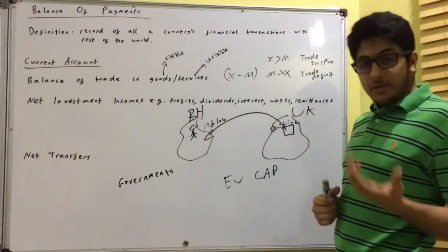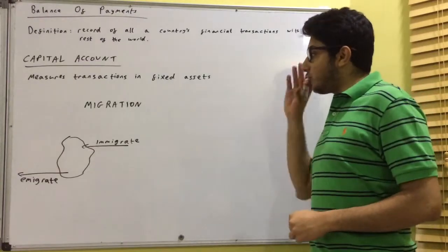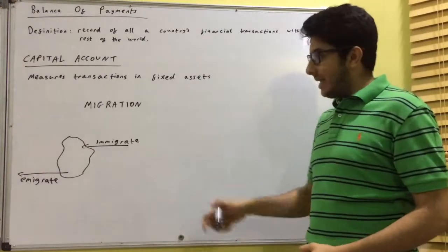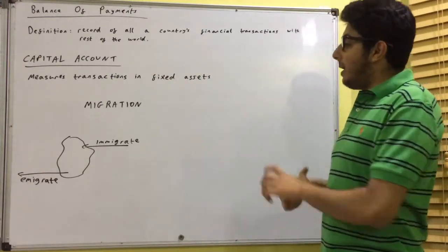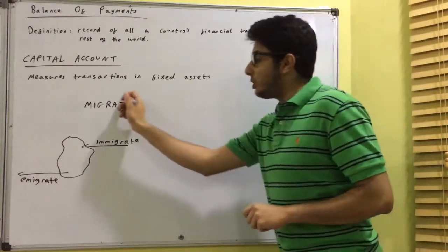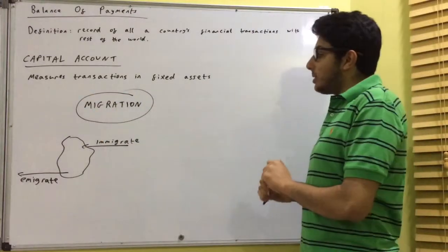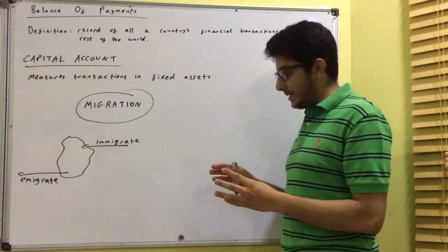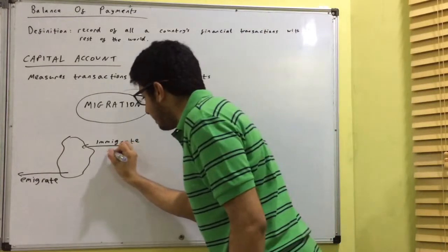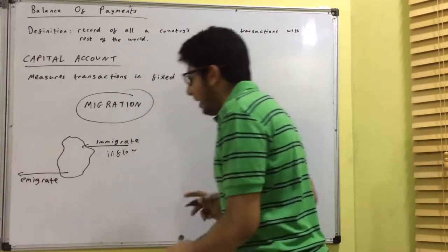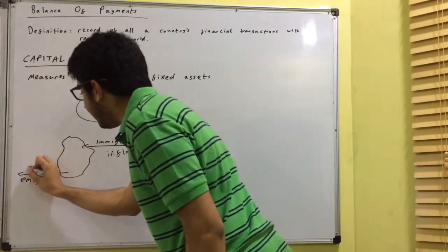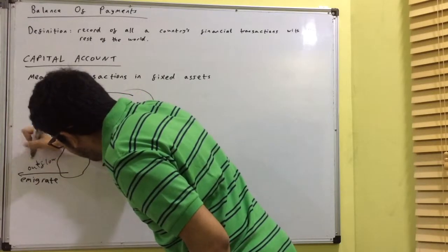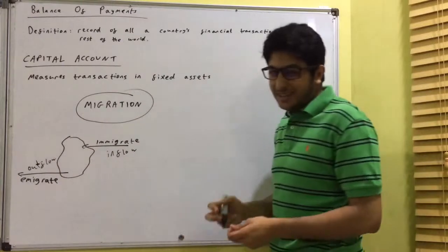So let's look at the capital account. The capital account measures transactions in fixed assets, so capital coming in and out of the country. It mainly looks at migration though. That is the largest part of this account. If you immigrate into a country, your assets become part of that country's assets, so that's reported as an inflow. If you emigrate out, that's an outflow. The capital account is a relatively small part of the balance of payments, so you don't need to know much about it at this level.